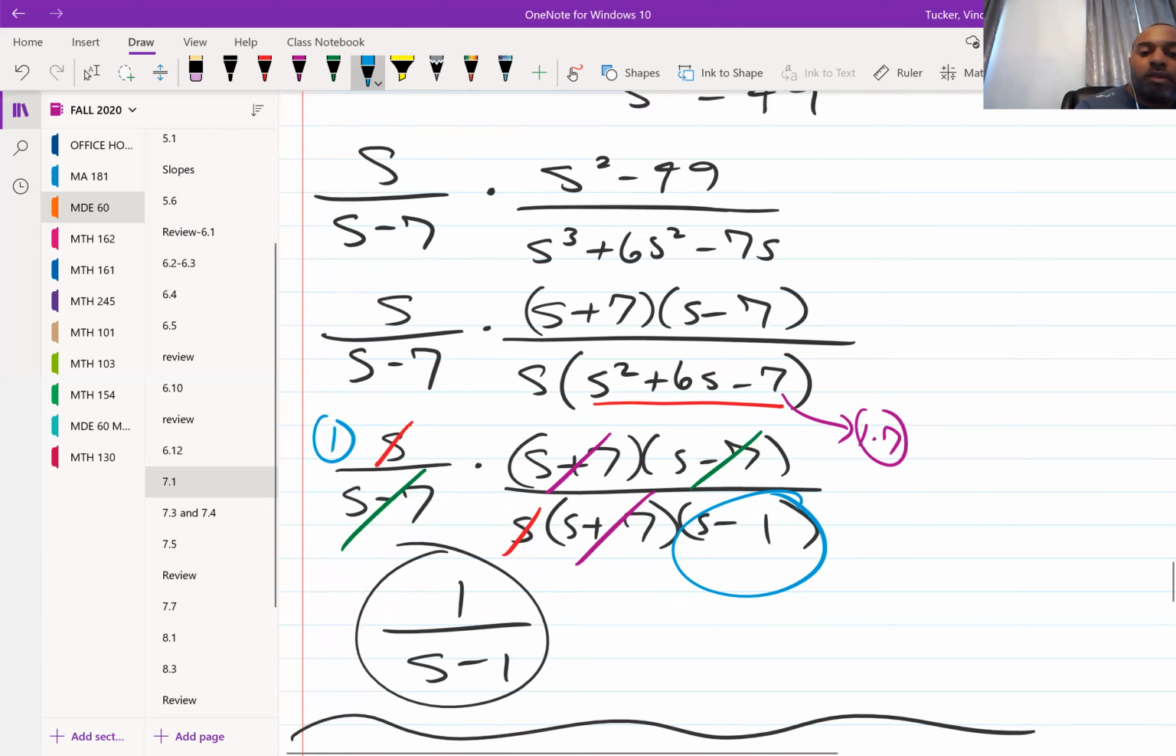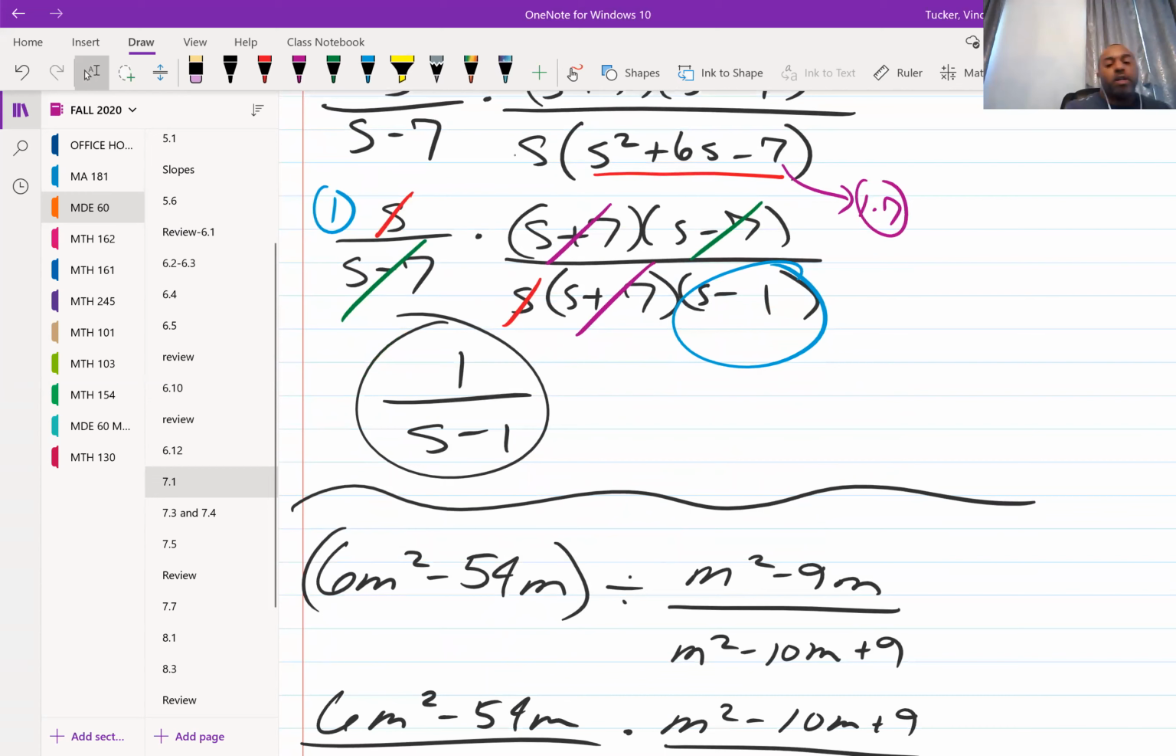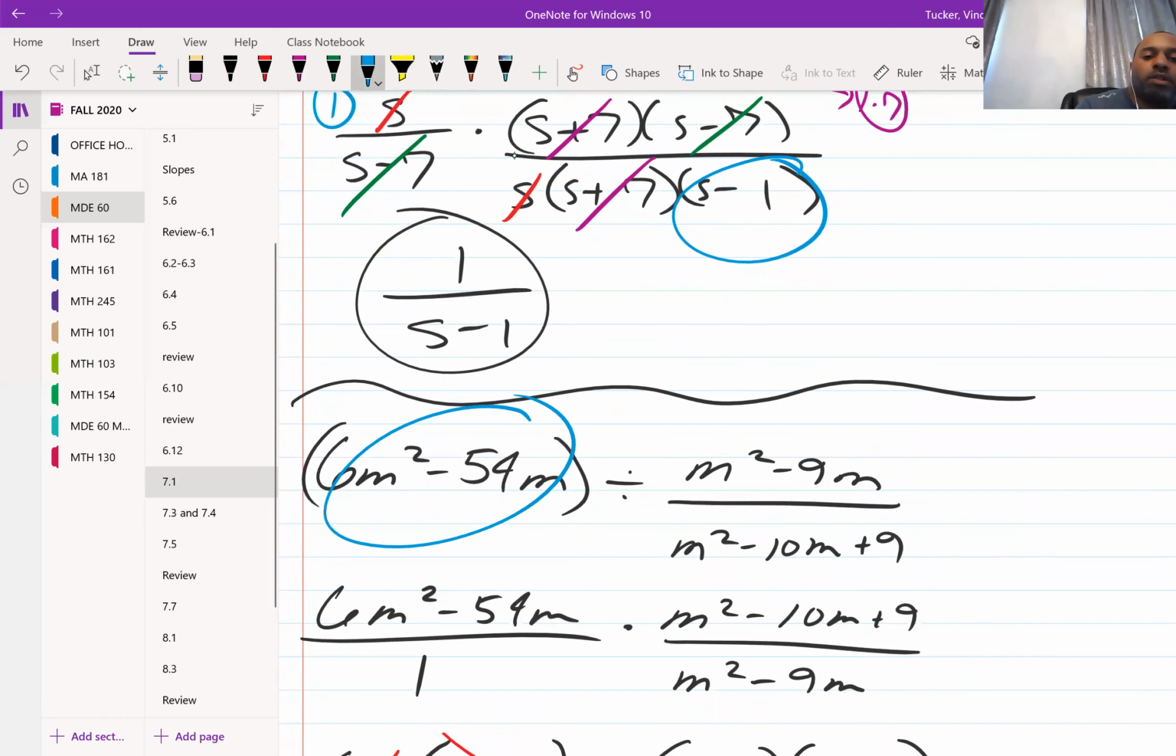All right. Here we have another one. 6m squared minus 54m divided by m squared minus 9m over m squared minus 10m plus 9. So just recognize this as a fraction by writing it over 1. Divide, change the multiplication, and then flip the fraction that follows the division sign.